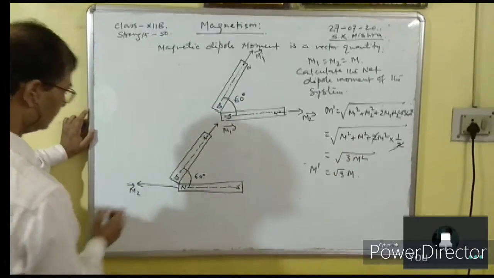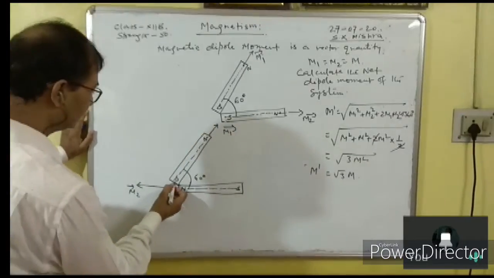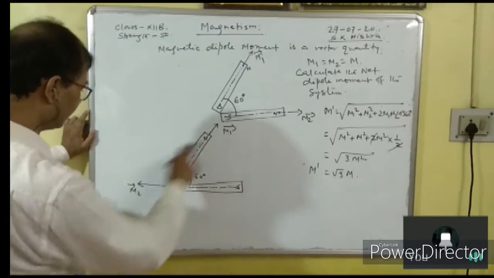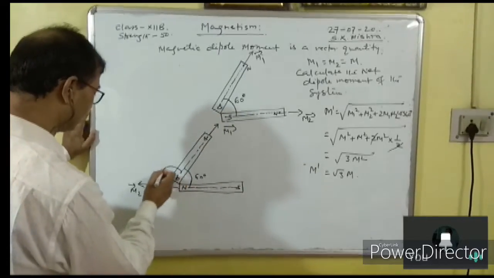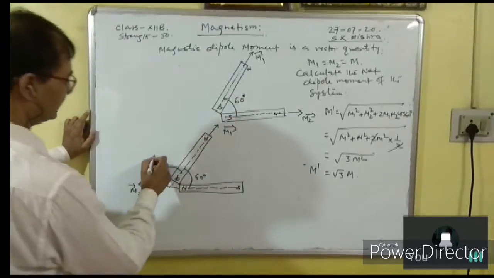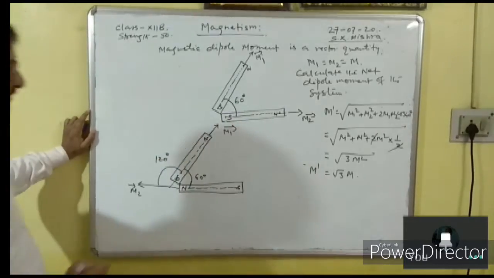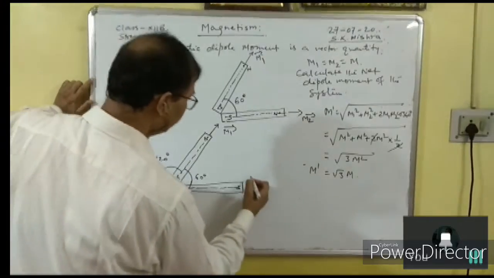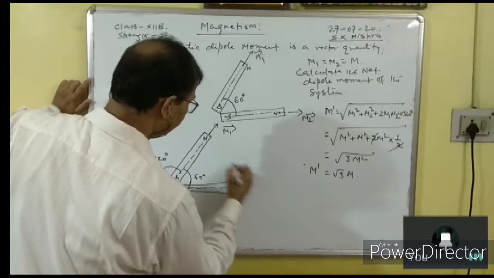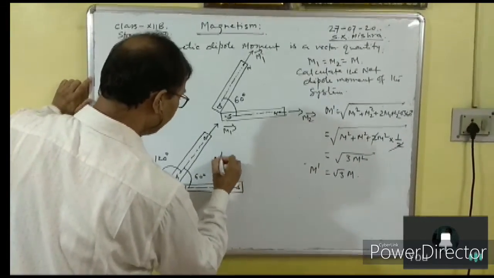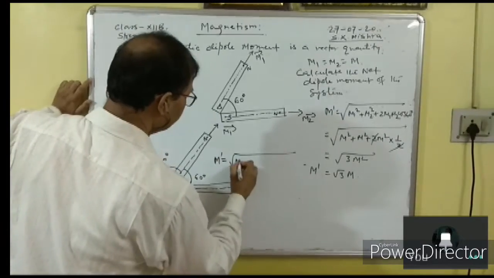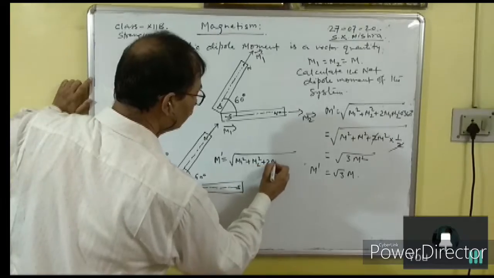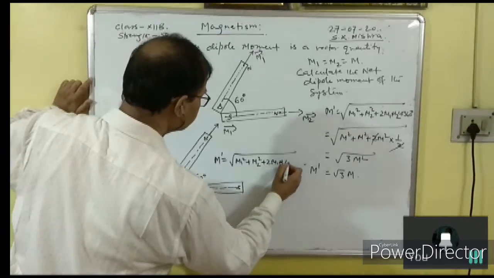But if I reverse it, just reverse this magnet, then you need not tie these two poles, because then this is south, this is north, they will attract each other. So we are reversing one of the magnets. If I reverse this one, then do you think that your magnetic dipole moment will still be root 3m? Yeah, root 3m. It will change. It will be more or less.